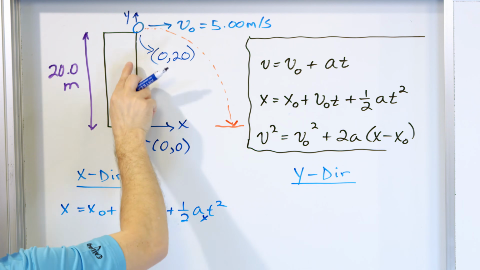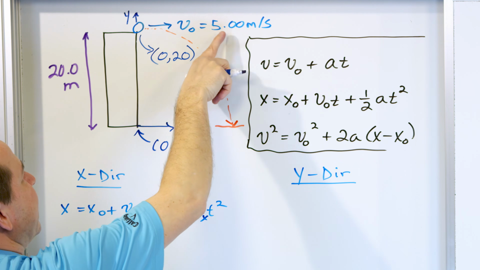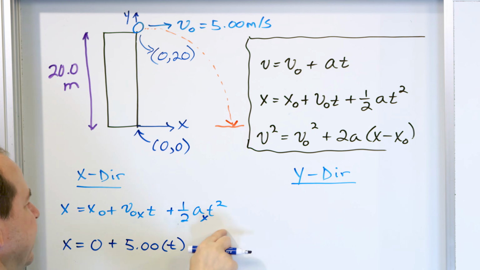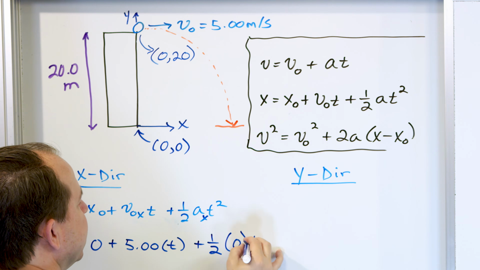0 in the x direction and 20 meters up for the y direction, right? So the initial value of x is actually 0. So we could actually just put 0 in there. So we could say x is going to be equal to 0. That goes in right there. What's the initial value in the x direction? The initial value of velocity in the x direction is 5. So I'll put 5.00 times t, right? We just put that in right there. And then 1/2 at squared. We have 1/2. What is the acceleration in the x direction? 0.